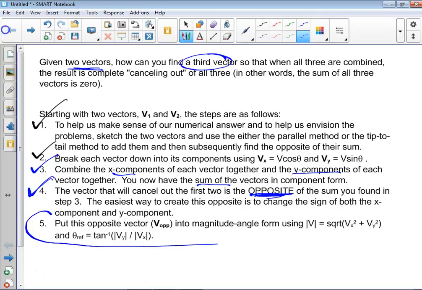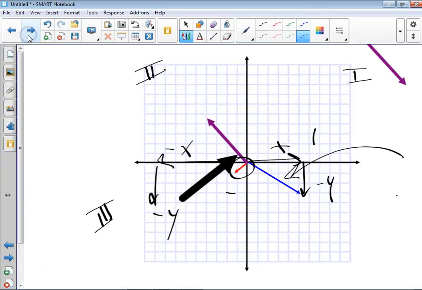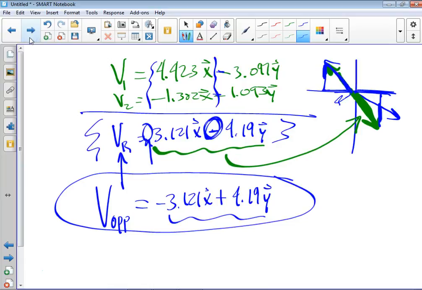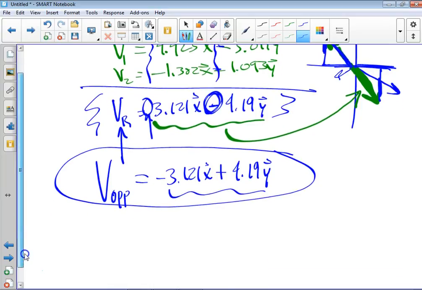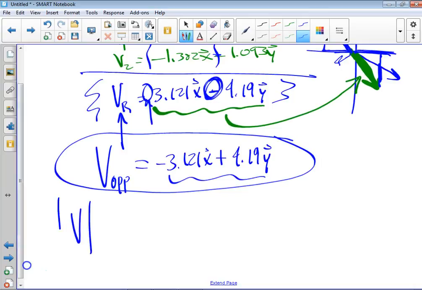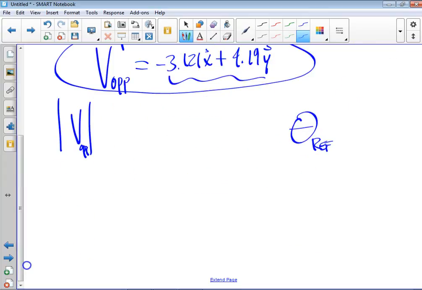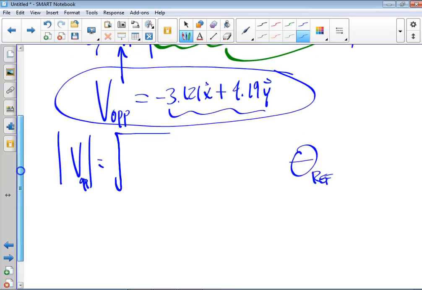One more step, which actually has got a couple little steps in it, and that is to put that vector in angle magnitude form. So let's do that. So we're going to start with this vector, and there's two things we need. We need the magnitude of the opposite vector, how big it is, and we need the reference angle. Well, the magnitude is given by the square root of the x component squared. You can leave the negative if you like, but be careful, plus the y component squared, and then take the square root.